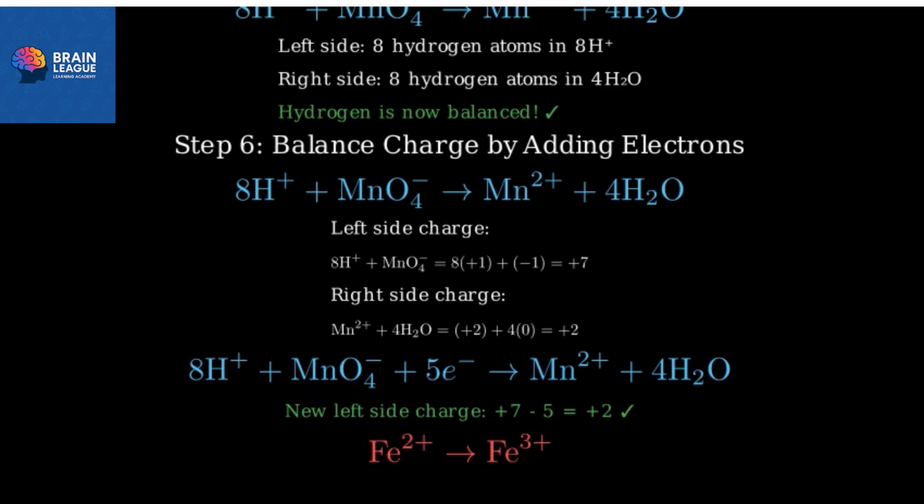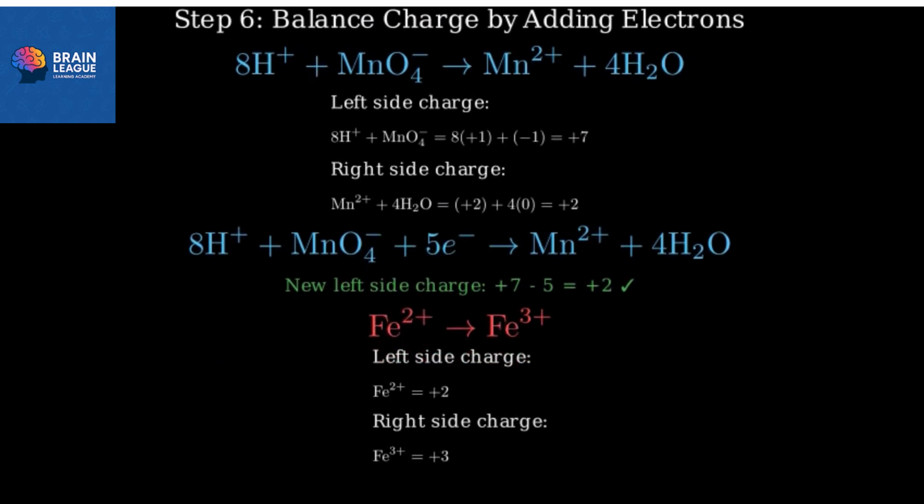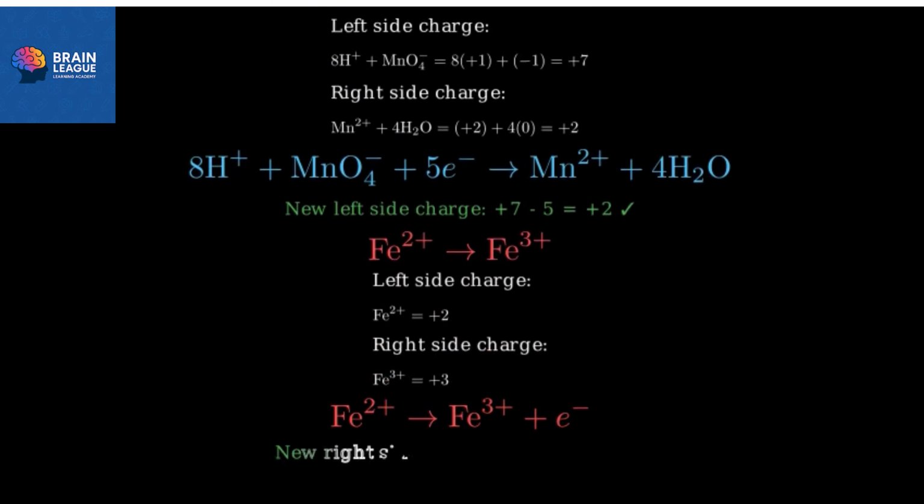Now for the oxidation half reaction. On the left side, we have 1 iron 2+ ion with a charge of +2. On the right side, we have 1 iron 3+ ion with a charge of +3. To balance this, we need to add 1 electron to the right side, making the total charge on the right side +2, which matches the left side.